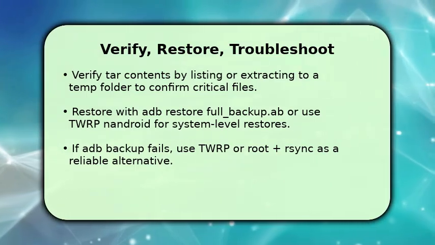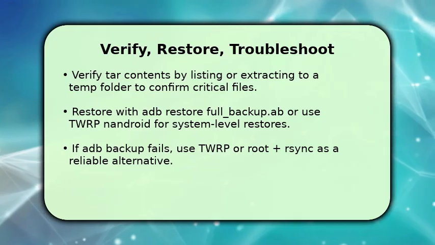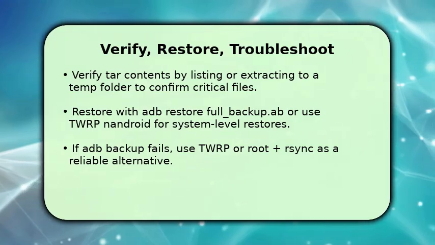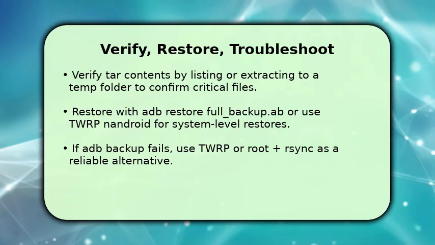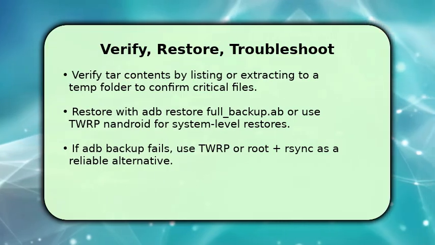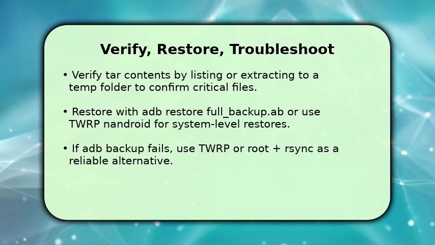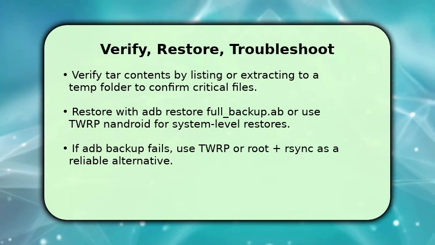If the process fails or ADB reports permission errors, use recovery-based Nandroid backups or, on rooted phones, pull /data with rsync. This is the key troubleshooting path when an ADB backup is blocked.